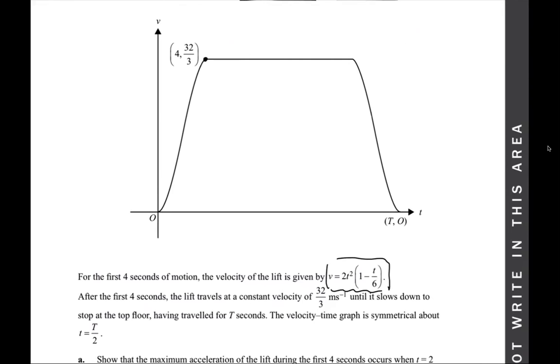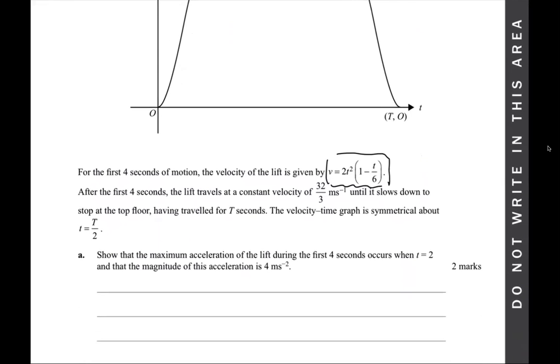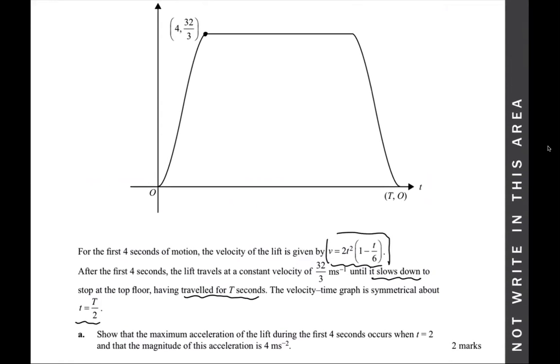And it also tells you 32/3. After the first 4 seconds, the lift travels at a constant velocity of 32/3 meters per second until it slows down to stop at the top floor, having traveled for T seconds. The velocity time graph is symmetrical about t equals to half capital T. So, well, this is a very nice feature.